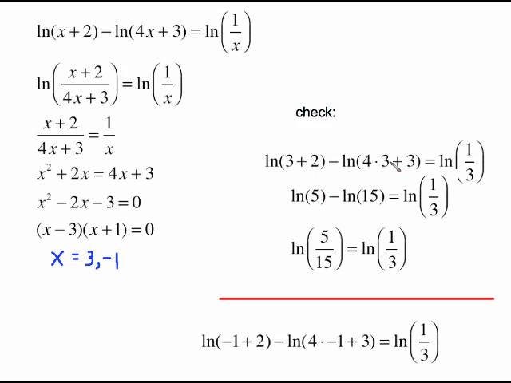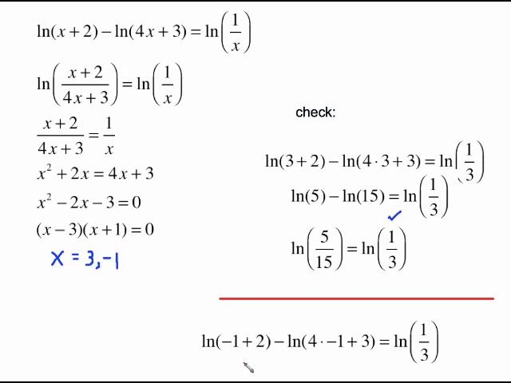3 plus 2 is 5. Doing this arithmetic gives me 15. ln of 5 minus ln of 15 can be rewritten as ln of 5 over 15. And 5 over 15 reduces to 1/3. So that's another way to check. I really think the best way to check is just type it in the calculator because that button is available.